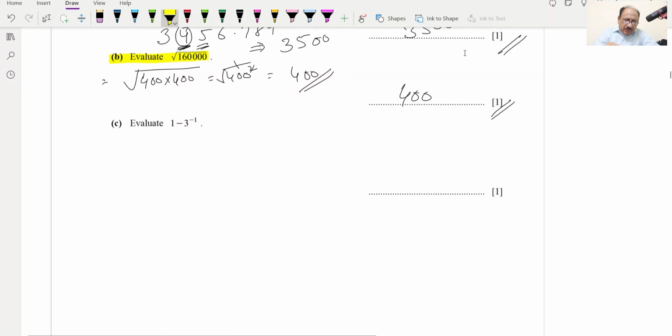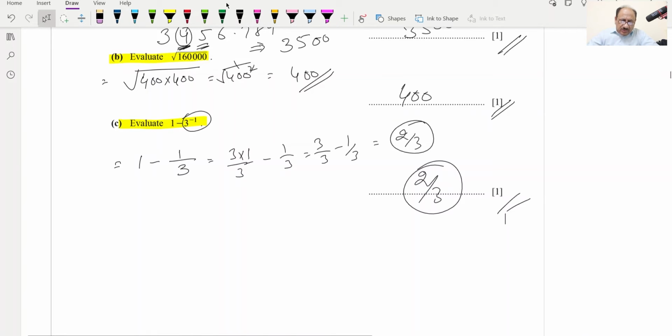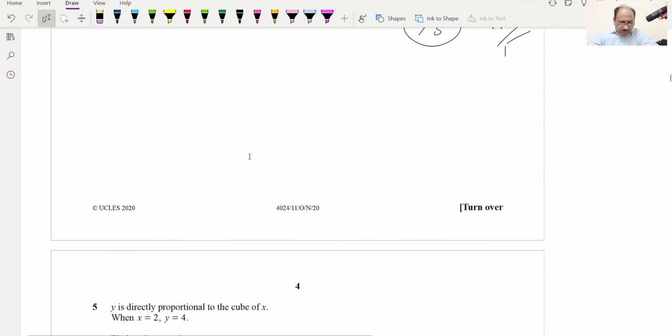Now C part, we have to evaluate this. To evaluate this, we can rewrite it as 1 minus this portion. We can write 1 over 3, and this will be equal to what? We can equalize this by multiplying and dividing by 3 and minus 1 by 3. So it will be 3 by 3 minus 1 over 3, which is equal to 2 over 3, and this will be the final answer. This also question doesn't require any working, but I have written in working for your explanation.